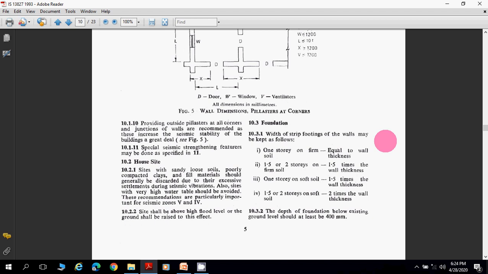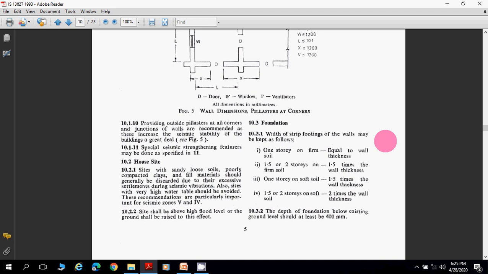House site, how the house site is to be chosen where earthquake resistant construction is to be done. So the site chosen should be free from loose soil, poorly compacted soil or filling material, and also should not have a very high water table. These recommendations are particularly important for seismic zone number 4 and seismic zone number 5. So when we are going to construct a building in seismic zone 4 and seismic zone 5, before construction we have to visit the site, and that should be free from loose sandy soil, poorly compacted clay, filling material and high water table.